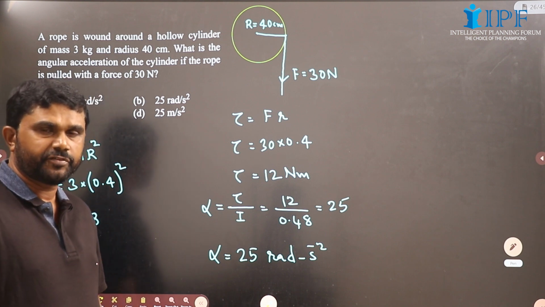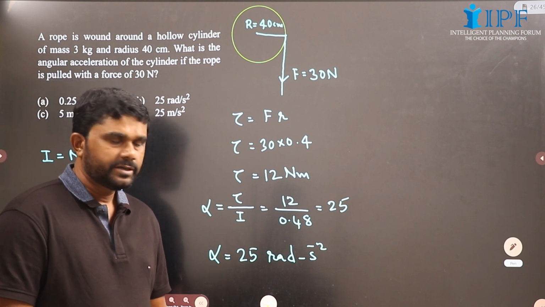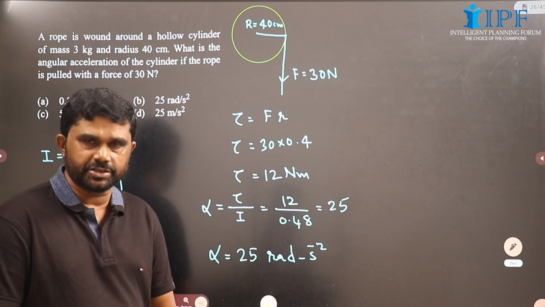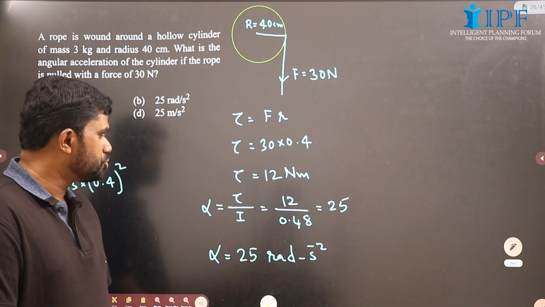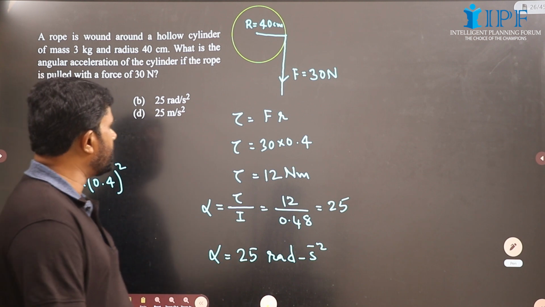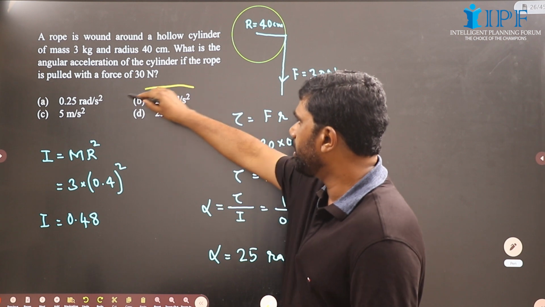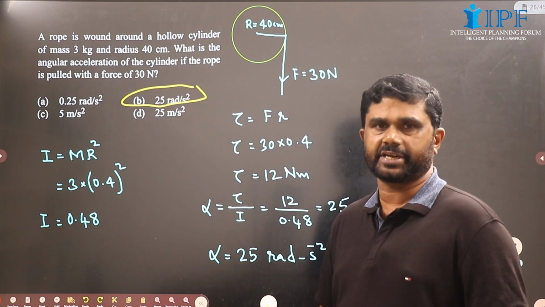We have to find the angular acceleration, that is torque by moment of inertia. So 12 divided by 0.48 and it is equal to 25 radians per second square. Here it is the angular acceleration, 25 radians per second square.